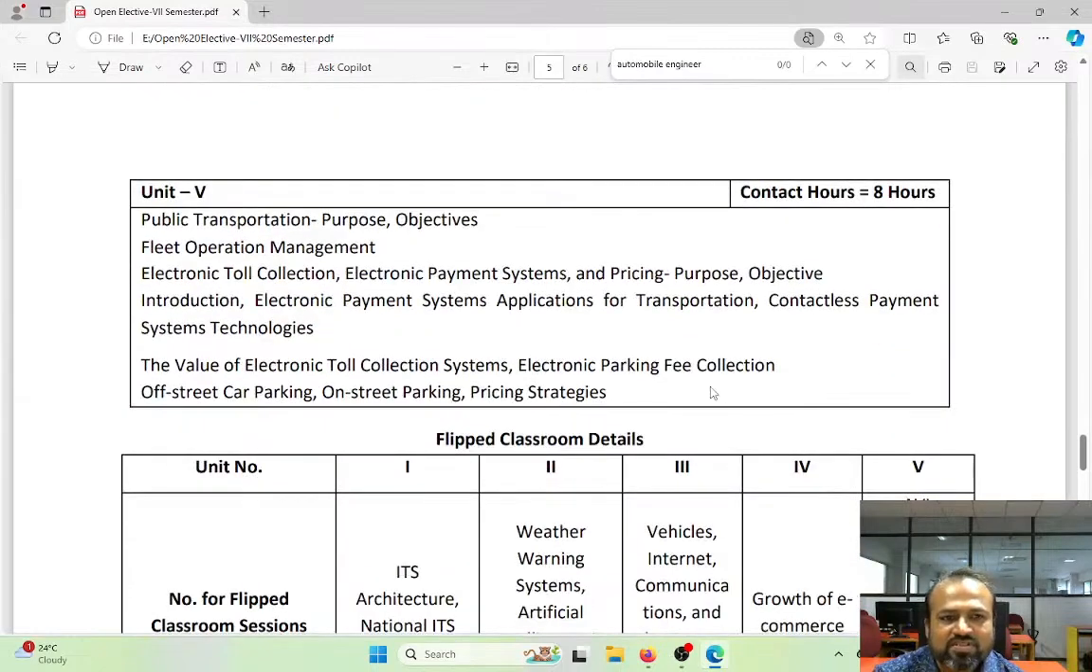And the next one is public transport. Obviously one of the major applications of this ITS comes to public transport systems. What are the objectives, purpose, fleet operation, electronic toll collection system, electronic payment system, pricing, how the pricing will be done, how the purposes will be attained and objectives are set, and then the value of electronic toll collection system, electronic parking fee collection, off-street parking, on-street parking, pricing strategies.